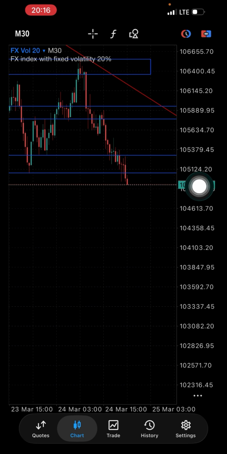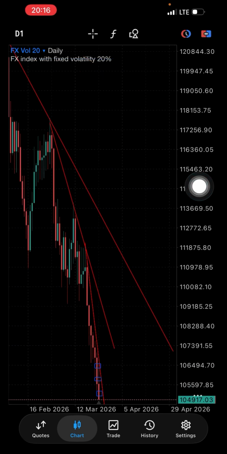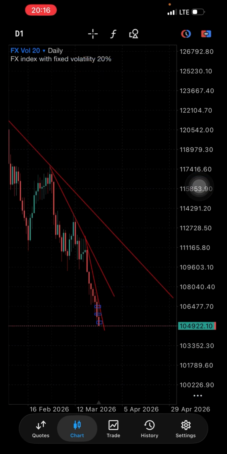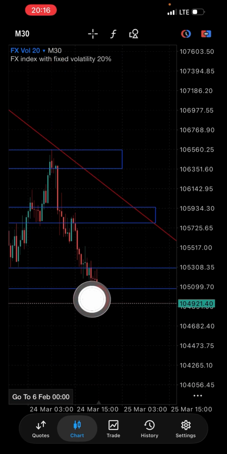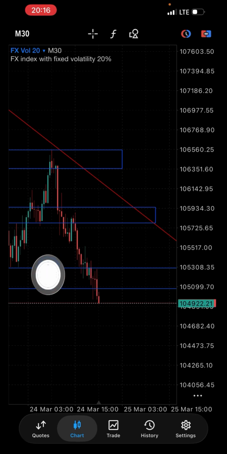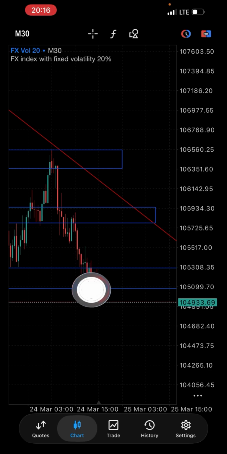Because the overall trend is a downtrend. So the sell here is strong. That's why it failed to hold price here. That's why this support area here failed to hold price.